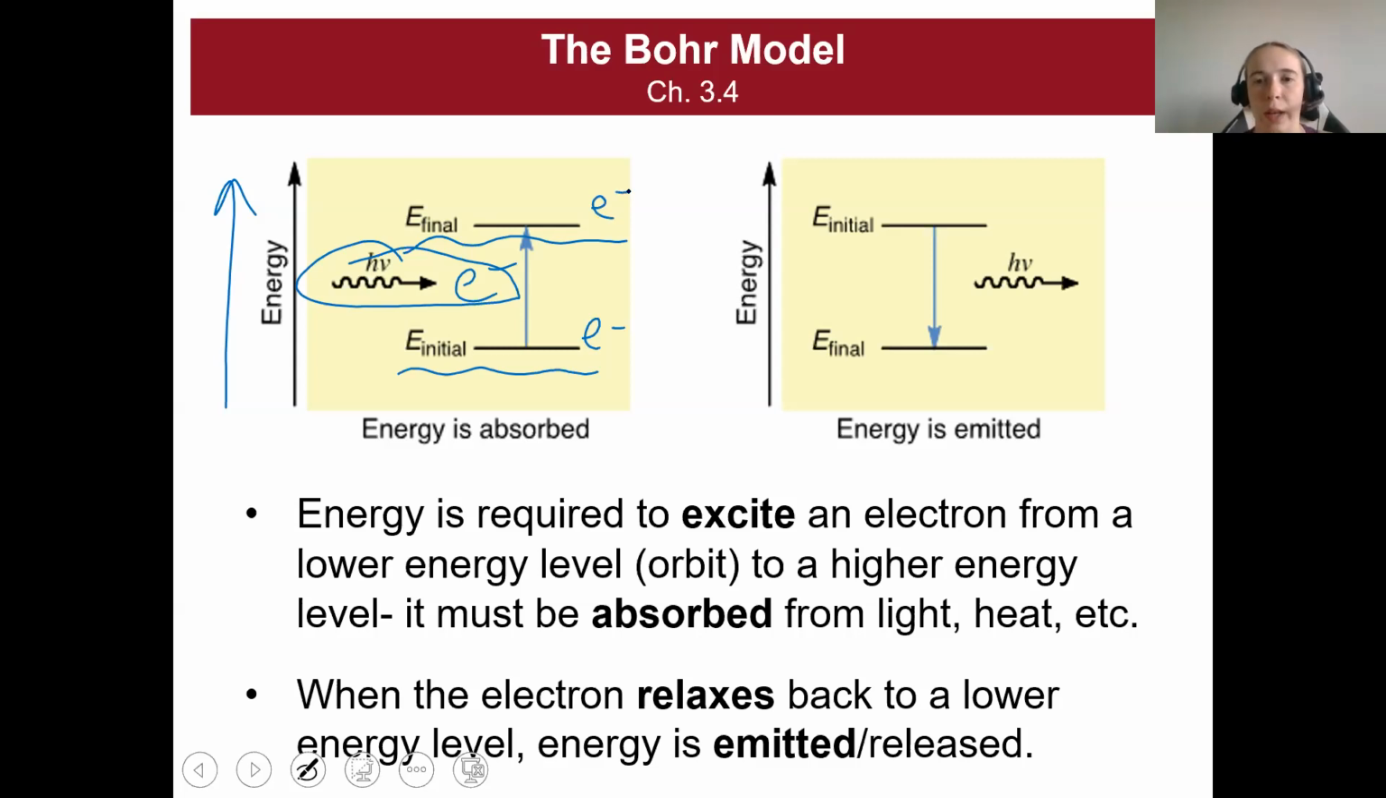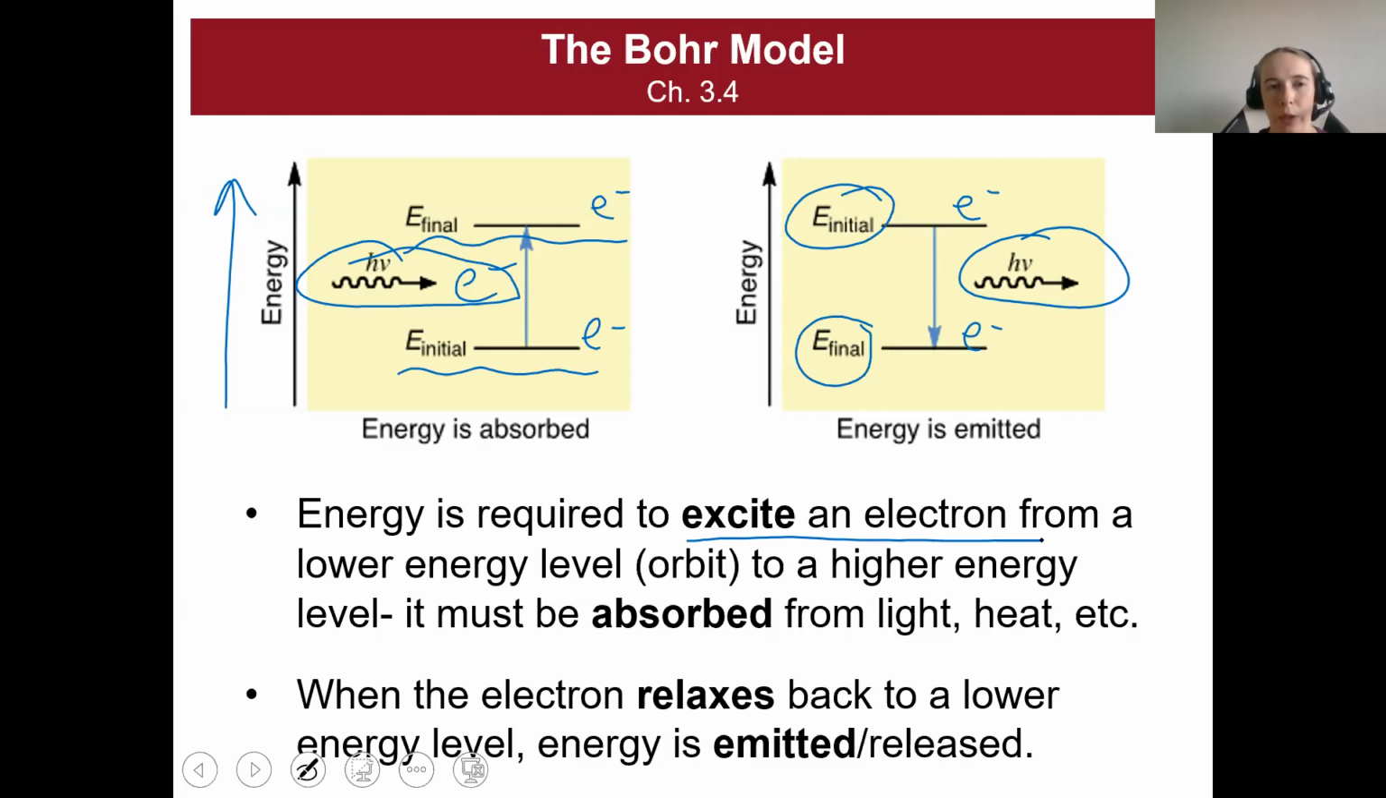Consequently, when we have a starting state that's higher than the final state, our electron is dropping in energy. It doesn't need to keep as much of its energy, so that energy is released as a photon. Okay, so energy is required to excite the electron from a lower energy orbit to a higher energy orbit, also called energy levels.